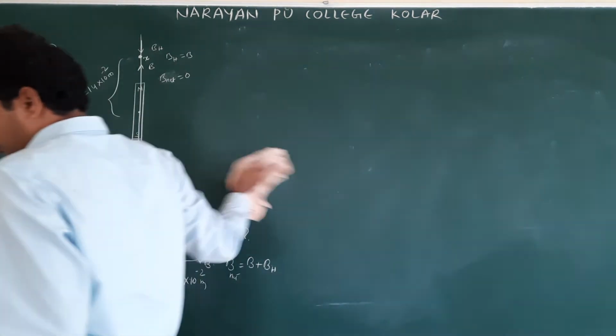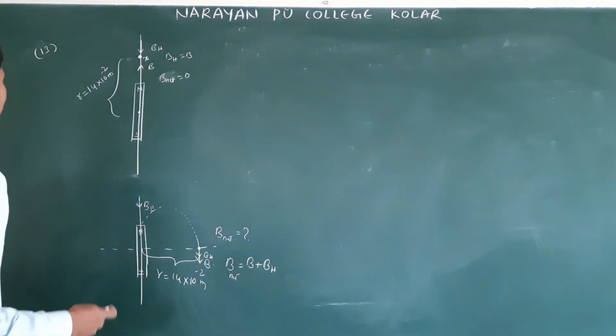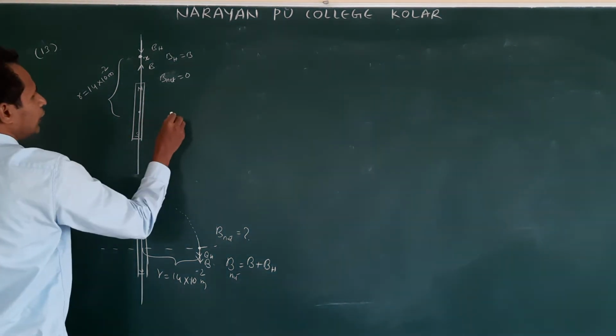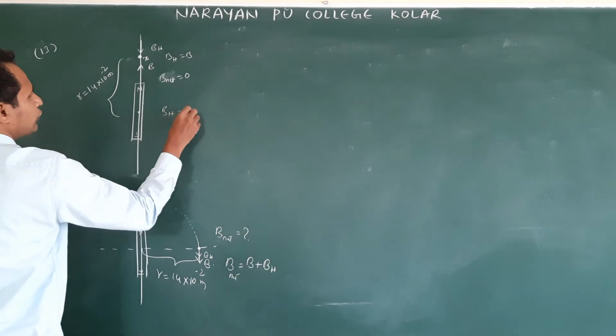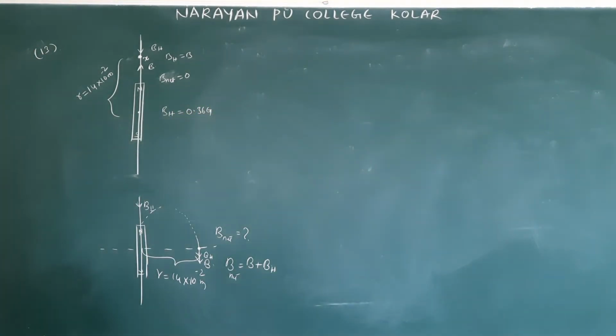Now, already what did they give? The magnetic field at a place, the BH value, is 0.36 G given. What is the BH value? BH is equal to 0.36 G given. Then we need to find B.